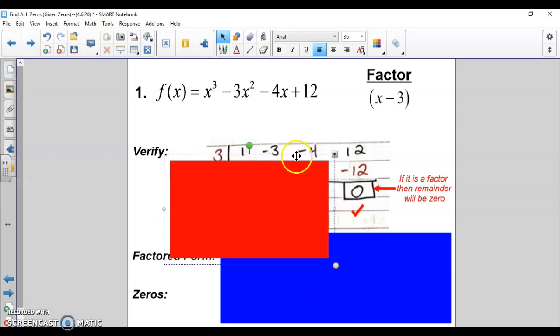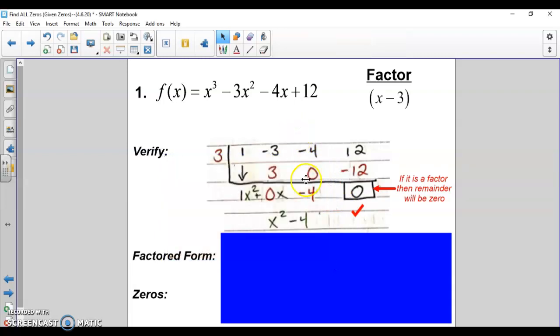I'll just take this whole thing off. In my setup, I'm automatically going to put a 0 on everything. If it is a factor, then the remainder is going to be 0. I'm telling you up here it's a factor, so just put 0 in the front or in here as part of the setup.